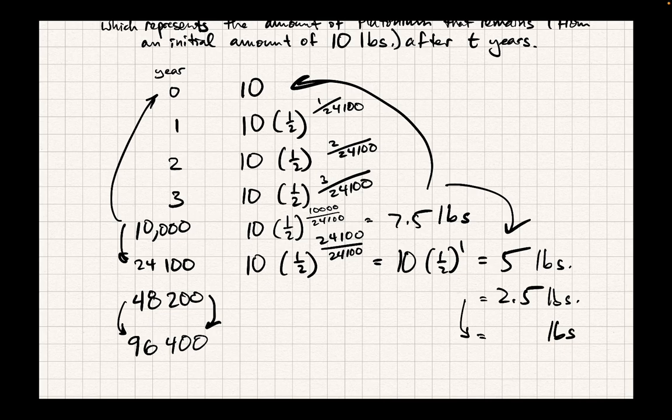I don't know. 6.3. It's not going to be 6. It's not going to go up. Oh. 0.625. So that's 2.5 divided by 4.